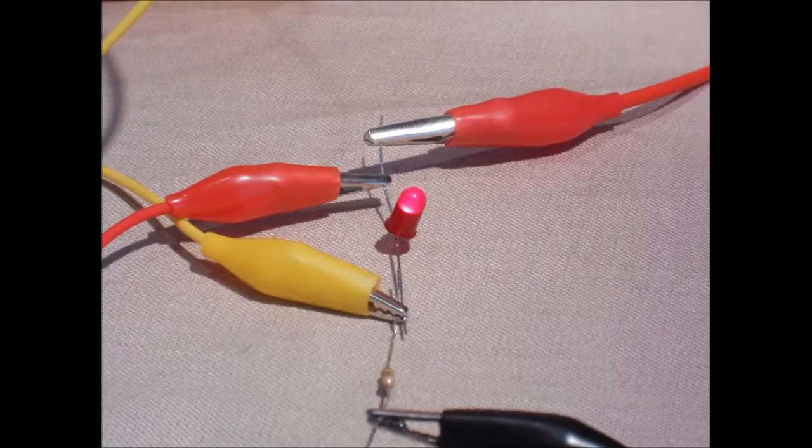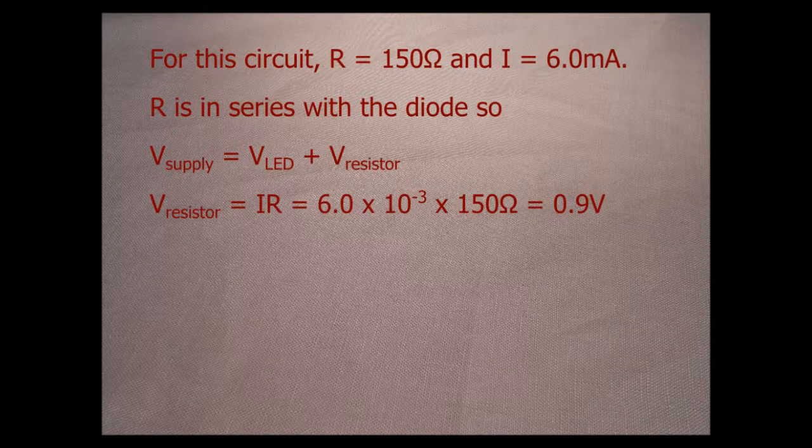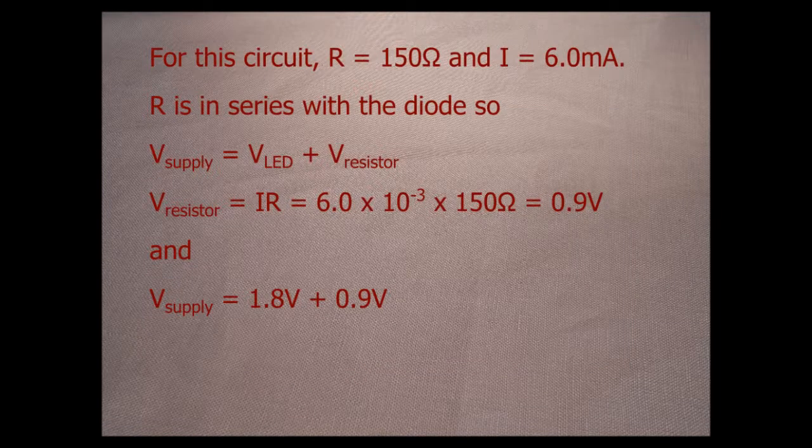The resistor is in series with the diode, so the supply voltage is the sum of the resistor voltage and the LED voltage. You can work out the resistor voltage using V = IR, so 6 times 10 to the minus 3 times 150, and that gives you a voltage drop across the resistor of 0.9 volts. The LED voltage is read off the graph. The supply voltage is 0.9 plus 1.8 volts. The supply voltage in this case is 2.7 volts.